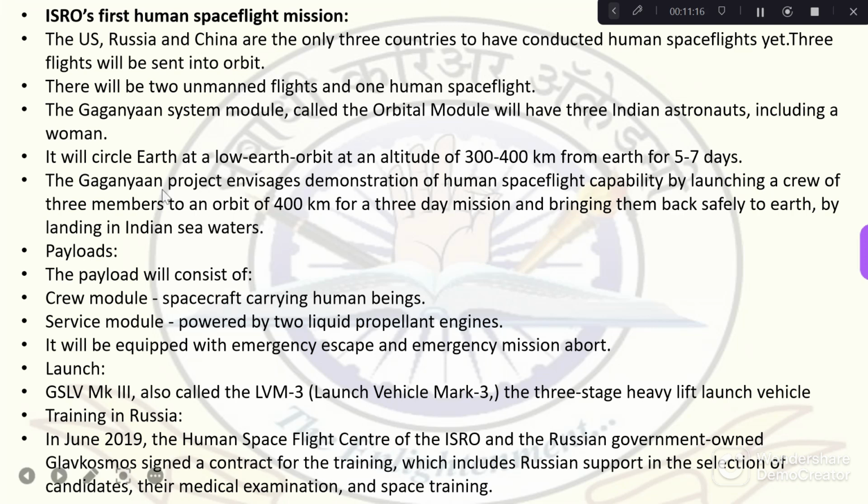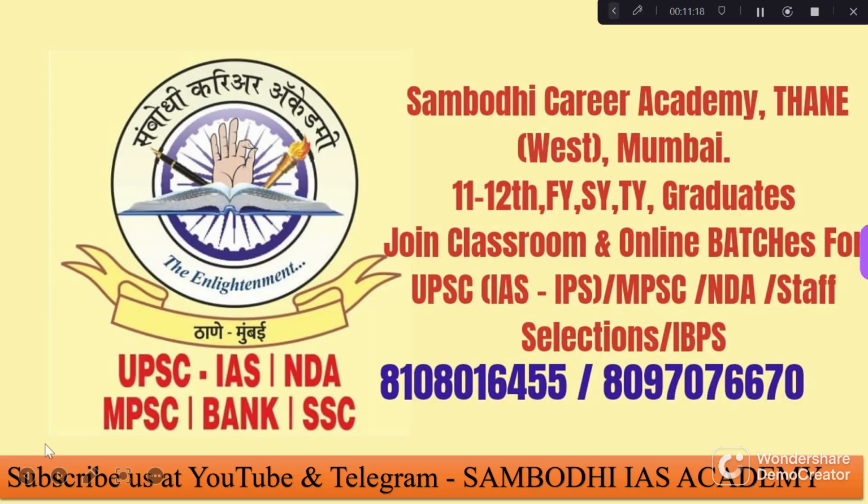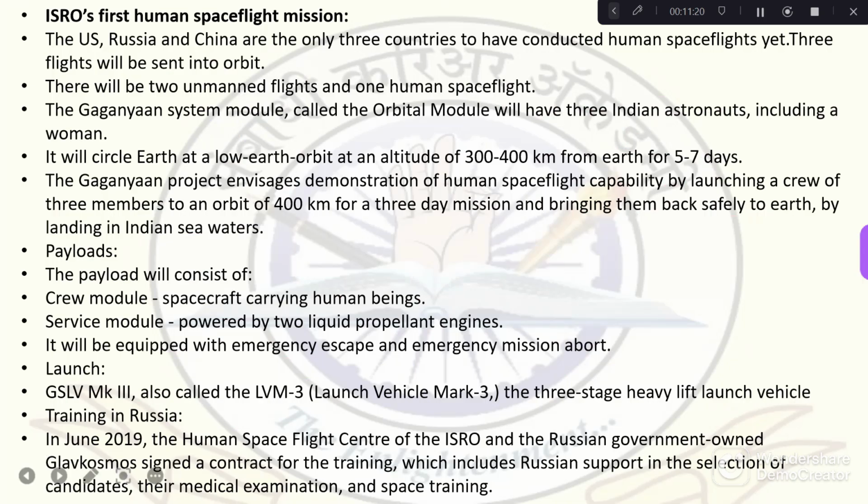In the Gaganyaan mission, we are being helped by Russia. Russia has helped us in training our astronauts. In 2019, Russia signed an agreement to help the Indian astronauts with training and selection, medical examination and space training. The second important thing to remember is that the Gaganyaan mission will be launched with the help of GSLV Mk3, the Geosynchronous Launch Vehicle Mark 3.